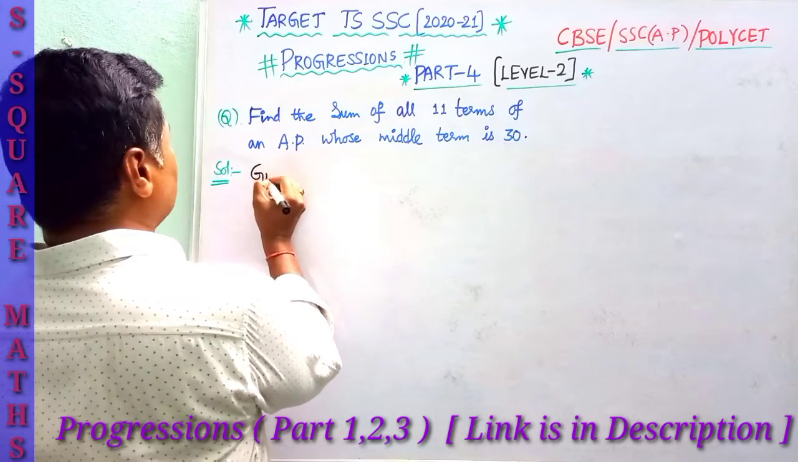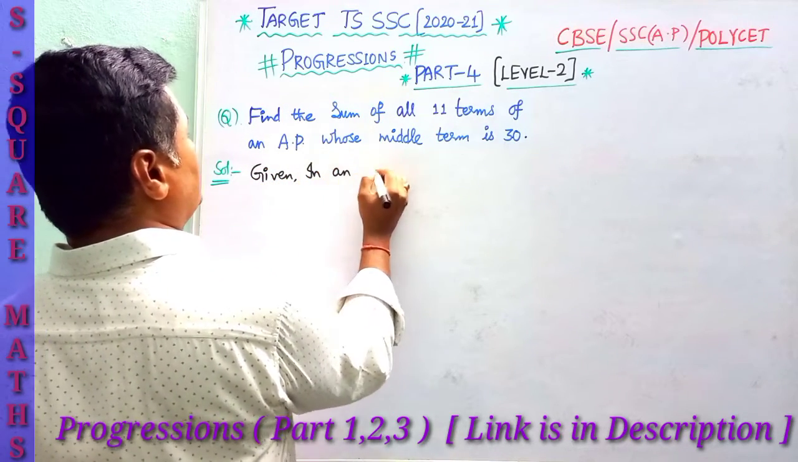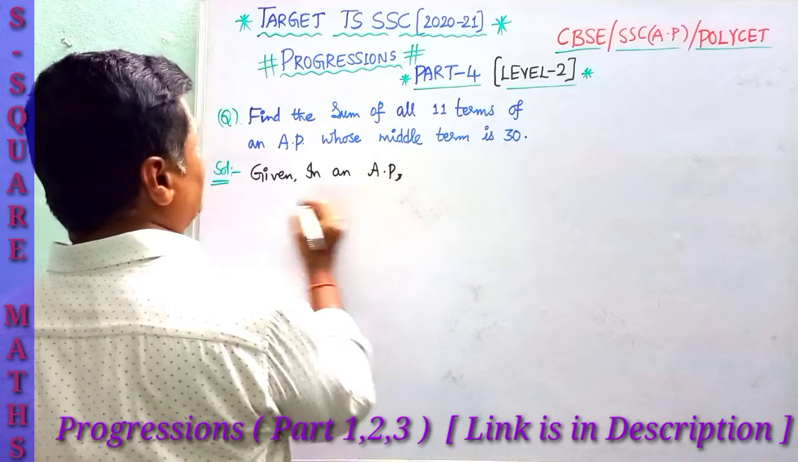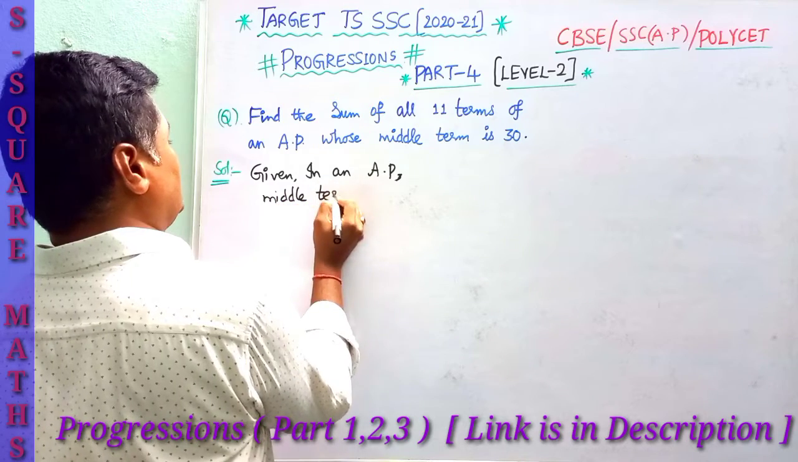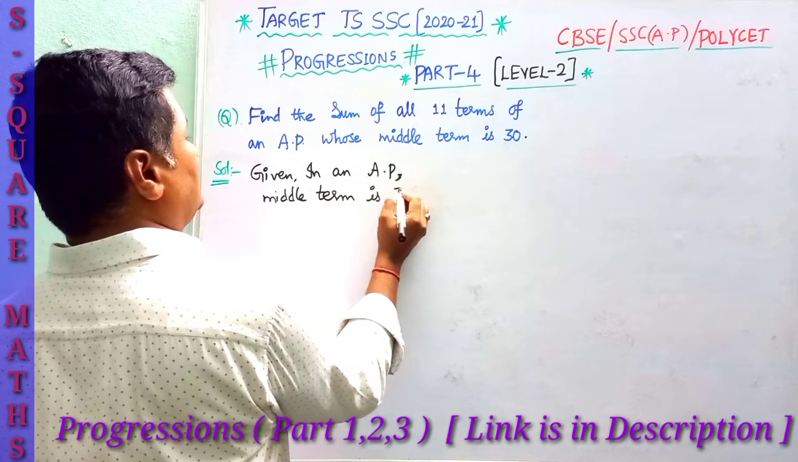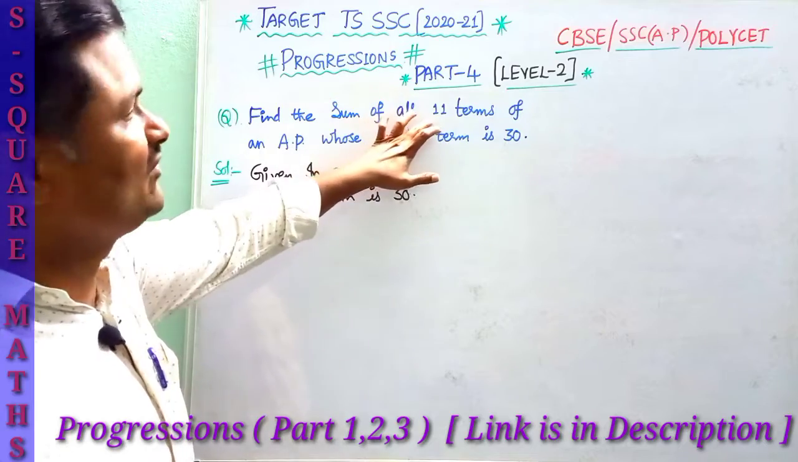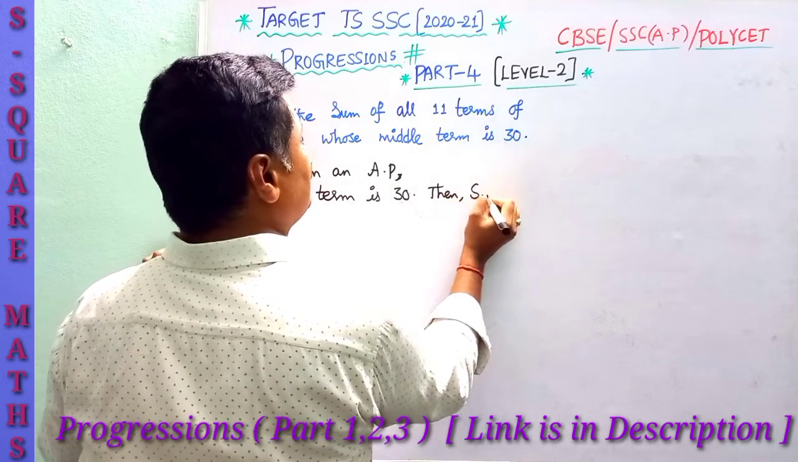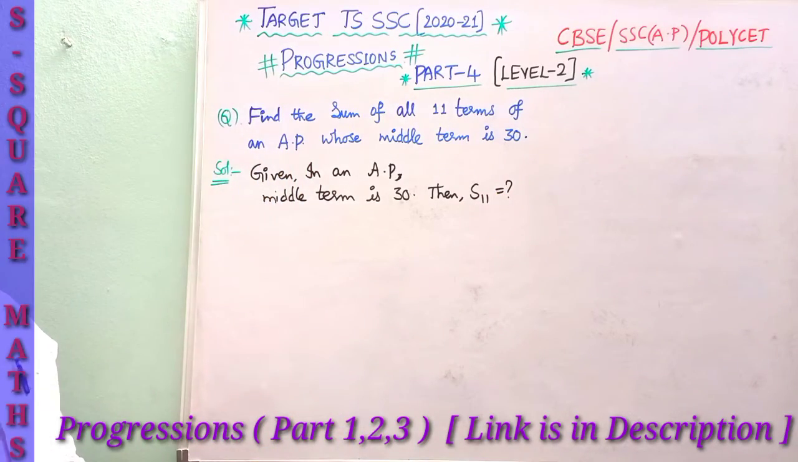So given in an AP, the middle term is 30. Then we have to determine the sum of all 11 terms. Yes, the sum of all 11 terms we have to determine. So that is our question.